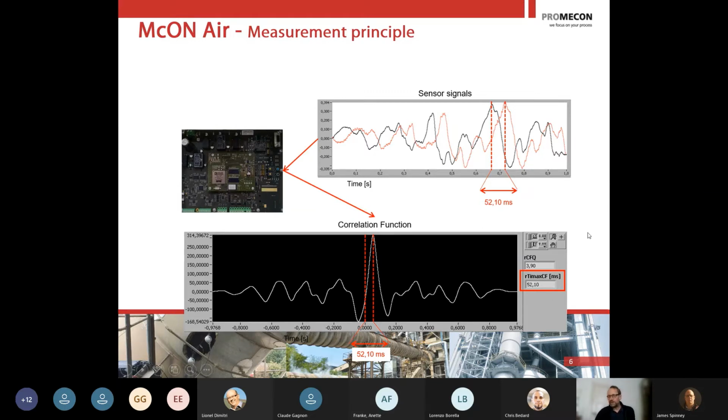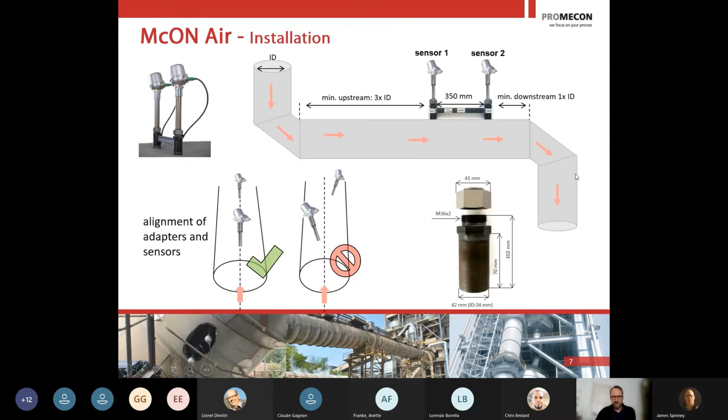And from the gas velocity, you can calculate the gas flow. And then with temperature and pressure, you can correct it to standard conditions, to standard temperature and pressure. The Mechon Air installation is given here in the quick picture. You see the 2 sensors, sensor 1 and sensor 2, installed in the gas flow.